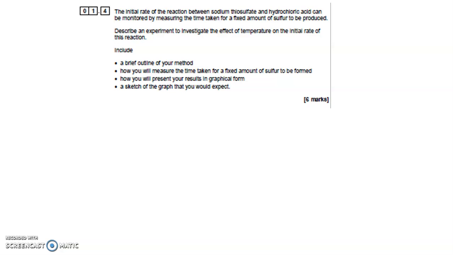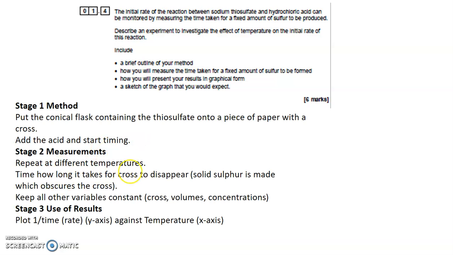I'm going to change the temperature every time, so I'm going to vary the temperature each time. I'm probably going to do it in a conical flask. I'm going to start a stop clock when I mix the two together, when I add the sodium thiosulfate and the hydrochloric acid. So I'm going to put a conical flask containing the thiosulfate onto a piece of paper with a cross. I'm going to add the acid and start the stop clock. In terms of measurements, I'm going to repeat it at different temperatures. I'm going to time how long it takes the cross to disappear, as I said, because solid sulfur is made, which obscures the cross so that you can't see the cross through the mixture anymore.